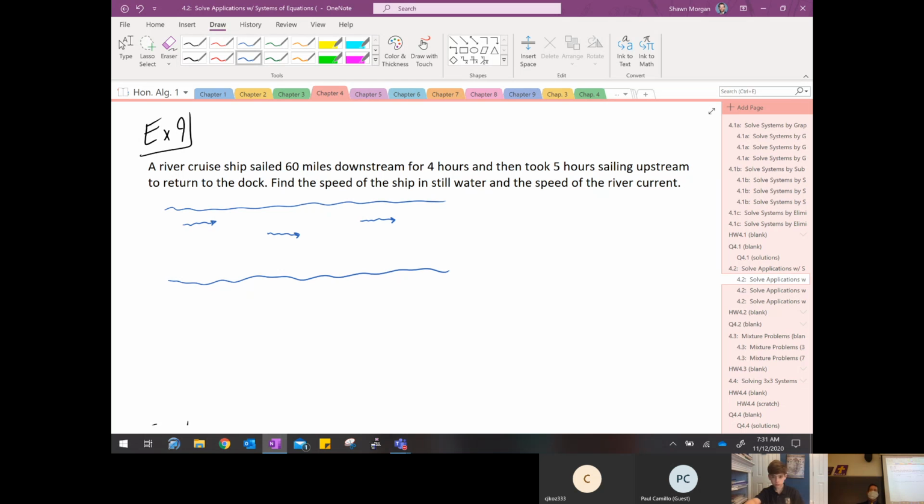If I'm swimming with the current, then my normal Coach Morgan muscles are going to be putting me 5 miles an hour. And then the river is going to be adding to that 3 miles an hour. So to an observer on the bank, I'm going to be going how fast? 8 miles an hour. How did we get that? You add swim speed plus the current.